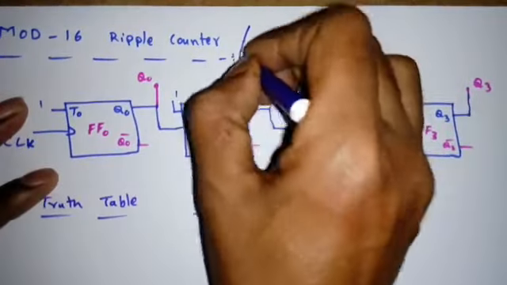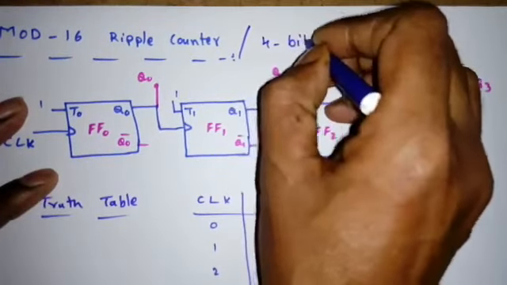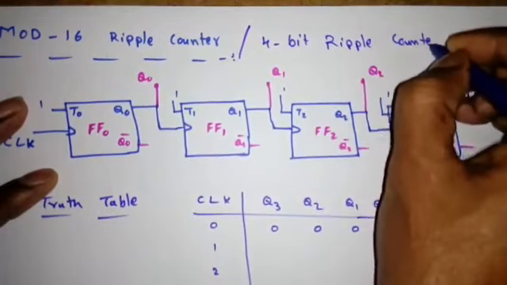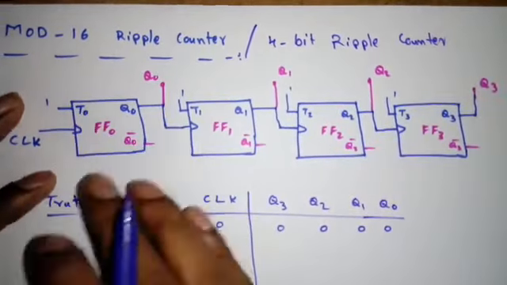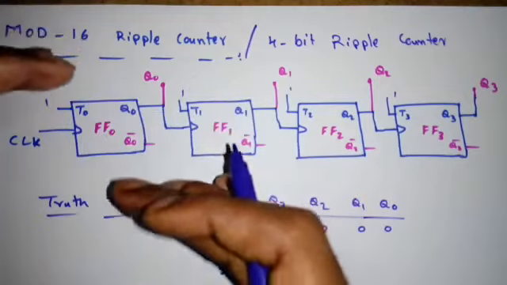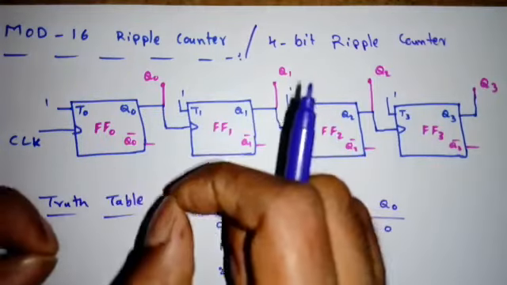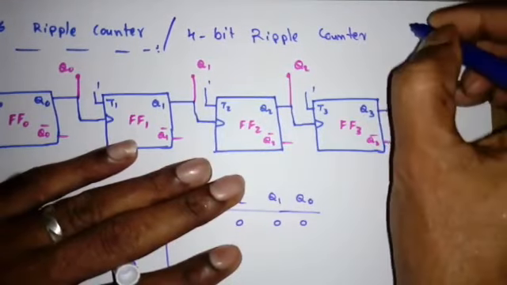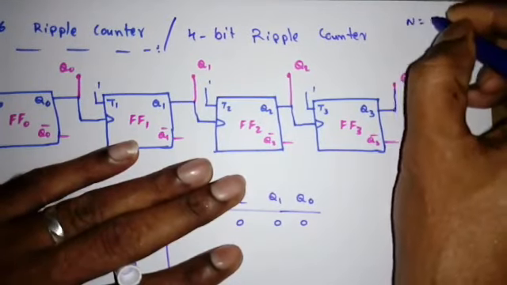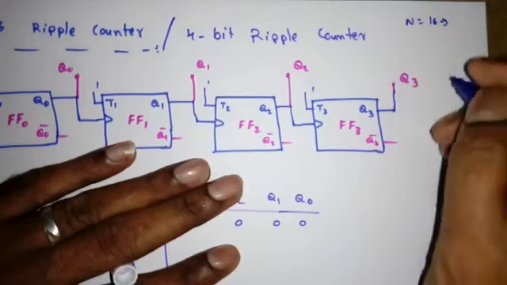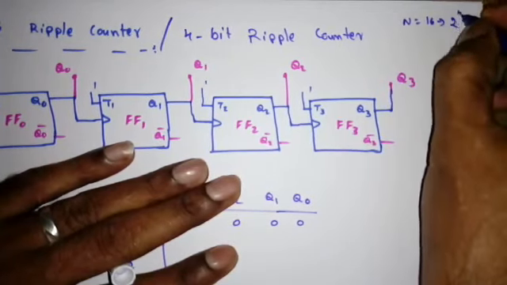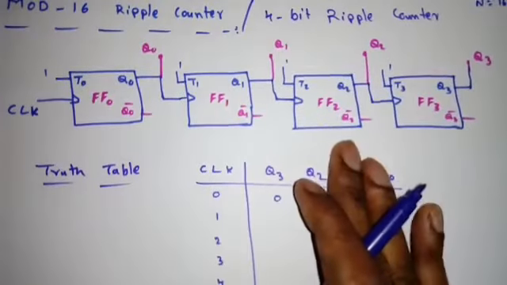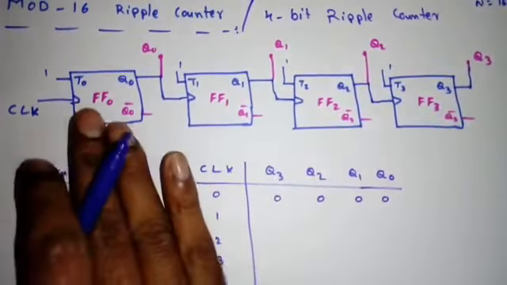Now mod 16 means, or we can say it is a 4-bit ripple counter. So if it is a 4-bit ripple counter or mod 16, how many states will be there? 16 states. So for 16 states, how many flip-flops are required? So that we can now calculate like this. So 16 means n is equal to 16. So how can I write it in powers of 2? 2 power 4. So how many flip-flops are required? 4 flip-flops are required. So I have drawn 4 flip-flops, and all flip-flops are T flip-flops only.